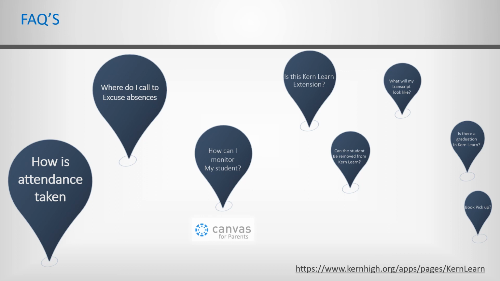Book pickup. Some of the classes require physical books. Others have digital books. Students can look on our website to determine if the class they are taking requires a textbook. If so, they should make an appointment to come and pick up textbooks and supplies. We also encourage students and parents to explore our Kern Learn website for more information.